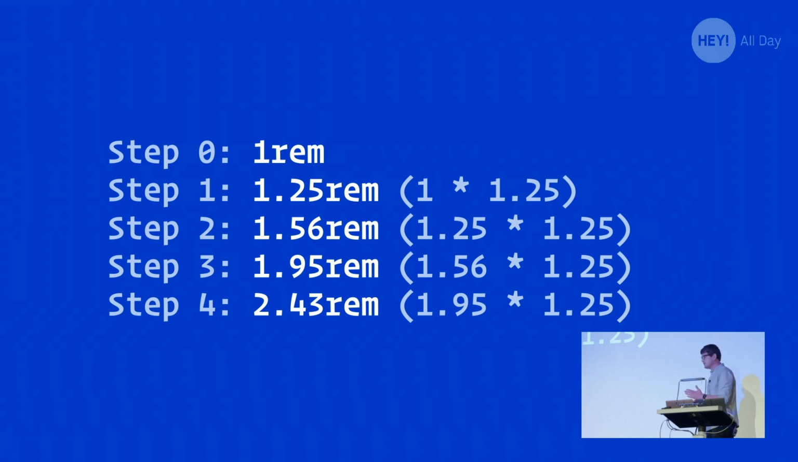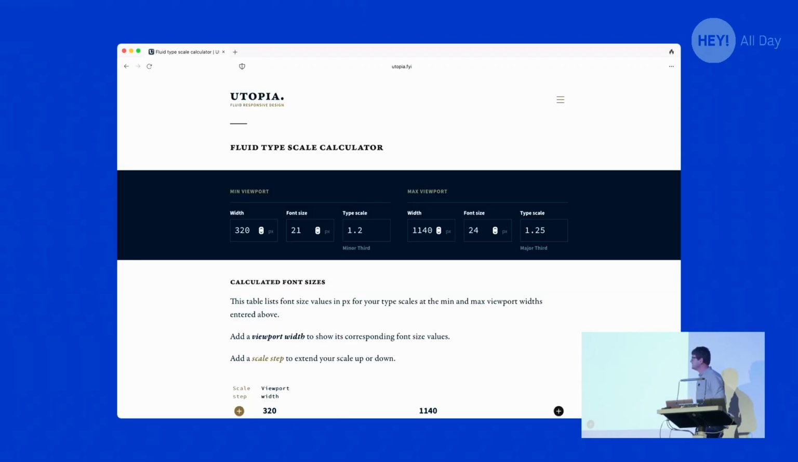But that's only one type scale. How do we deal with the situation where we've got quite a conservative scale for smaller viewports, but then a much more aggressive scale for larger viewports? Step up my favorite tool on the web. And this is called Utopia. And it's put together by the devilishly clever folks at Clearleft, an agency in Brighton.